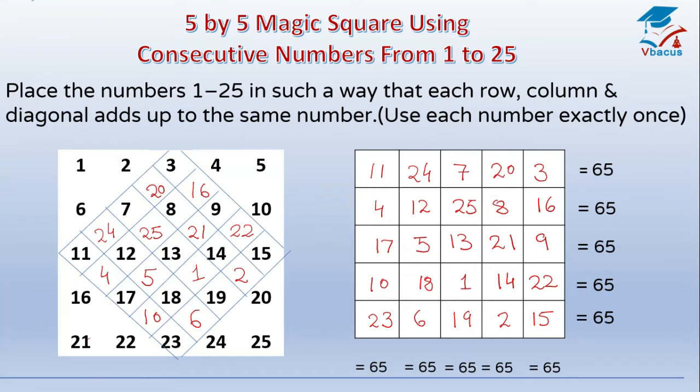Now let us see diagonals. 11 plus 12 plus 13 plus 14 plus 15 is also equal to 65. Other side, 3 plus 8 plus 13 plus 18 plus 23 is also equal to 65. Isn't it amazing? It's a very short cut method.